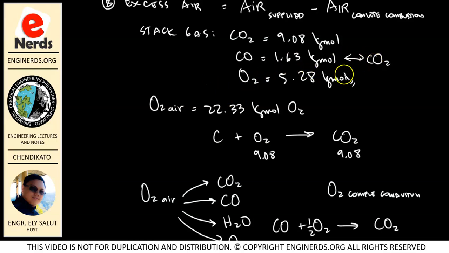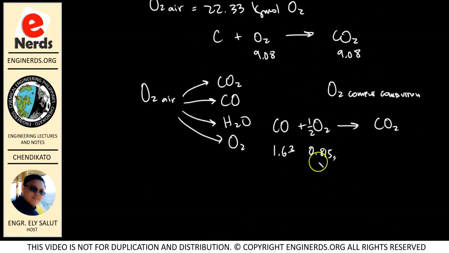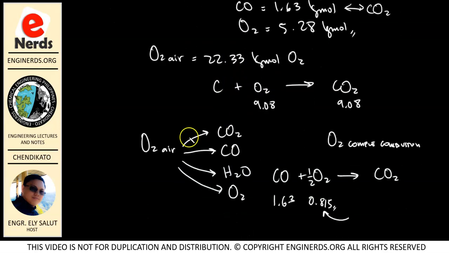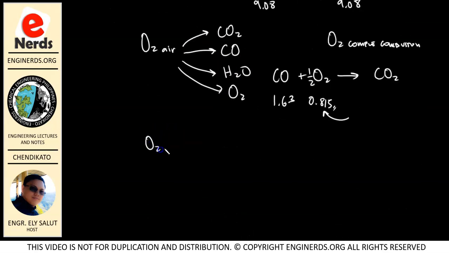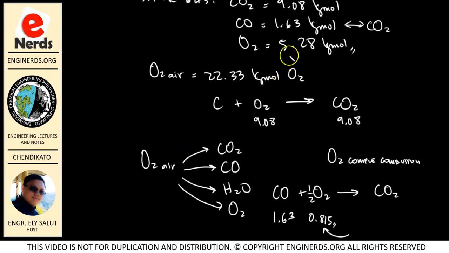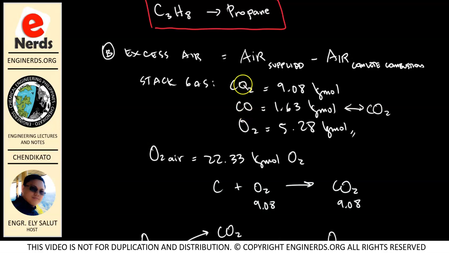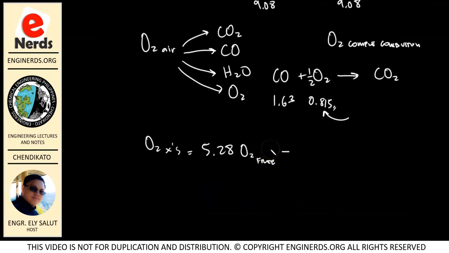So that means, itong gagamitin natin na oxygen na to, in order to produce complete combustion ng CO, syempre gagamitin niyan galing dito sa free O2. So that means our excess O2 is equal to yung ating free O2, which is 5.28 kilogram mole of free O2, minus itong O2 na kailangan mo para ma-burn pa natin itong carbon monoxide to carbon dioxide, and that is equal to 0.815.